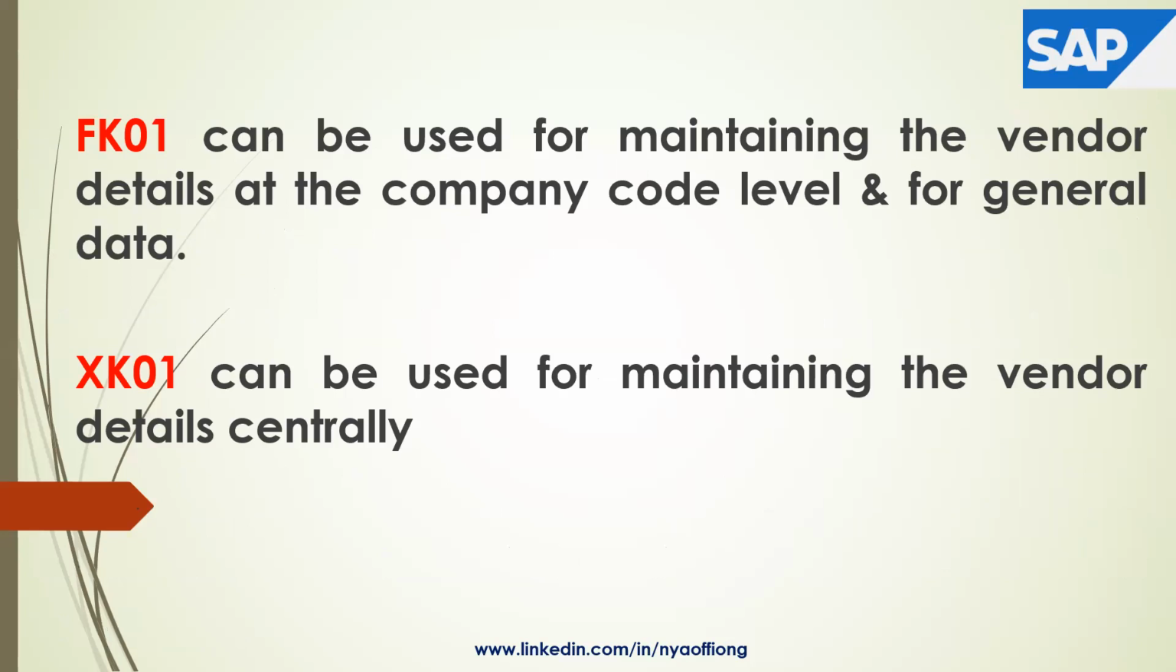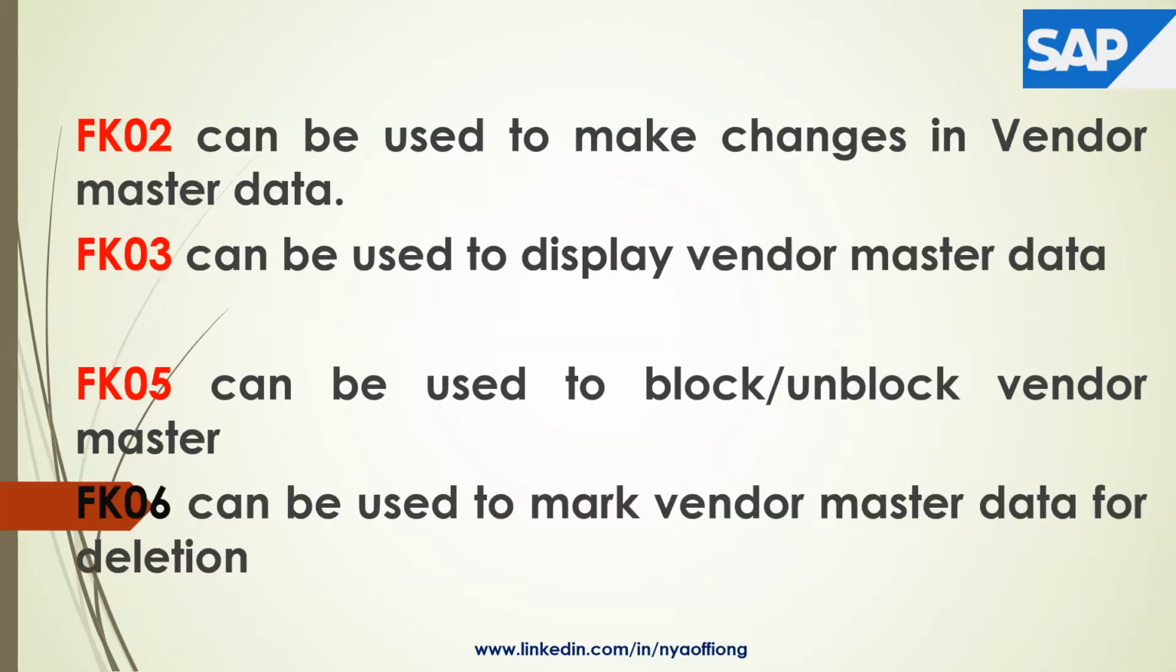So we have FK01, which can be used for maintaining the vendor details at the company code level and for general data, and XK01, which can be used for maintaining the vendor details centrally. We have FK02, which can be used to make changes in vendor master data. FK03 can be used to display vendor master data. FK05 can be used to block and unblock vendor master data. FK06 can be used to mark vendor master data for deletion.